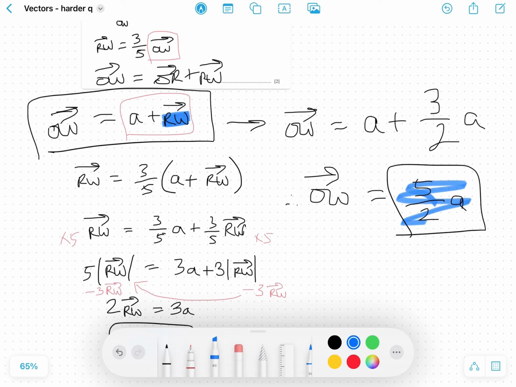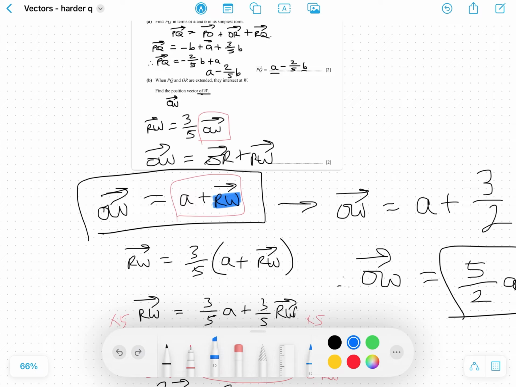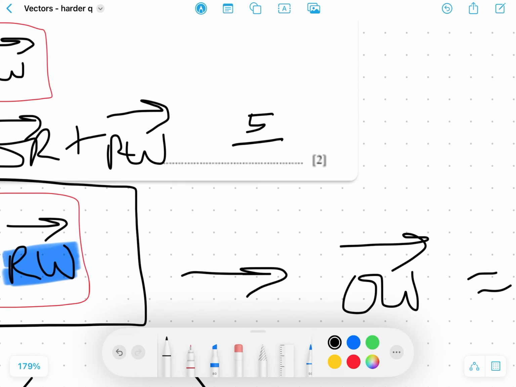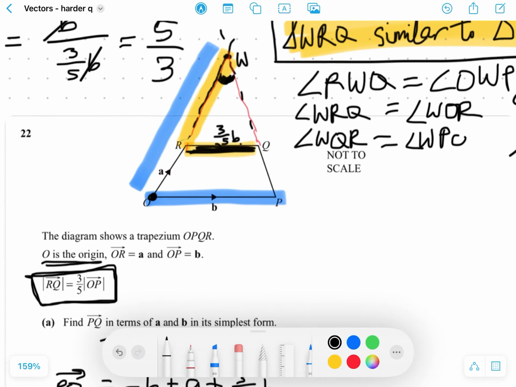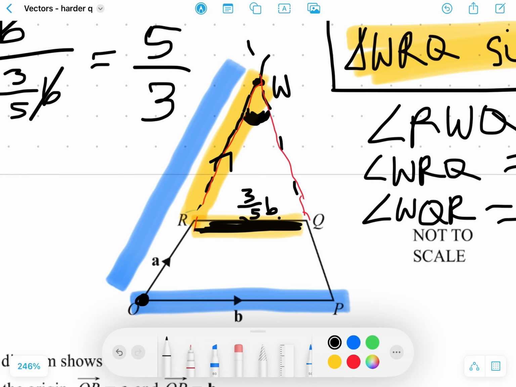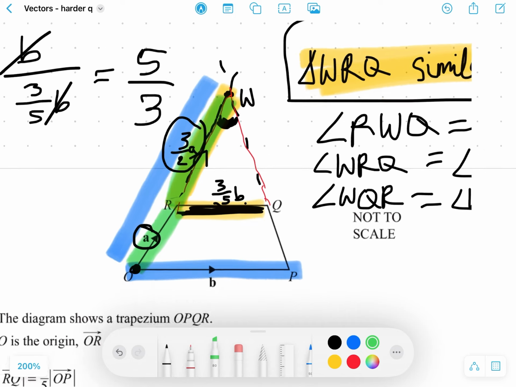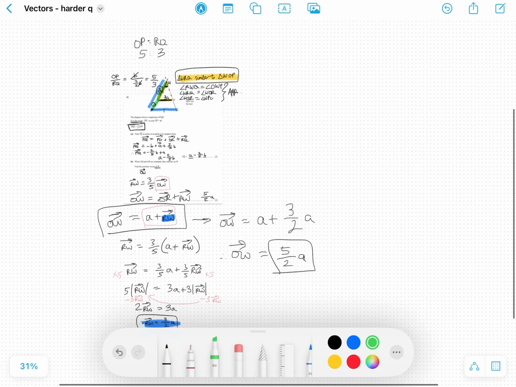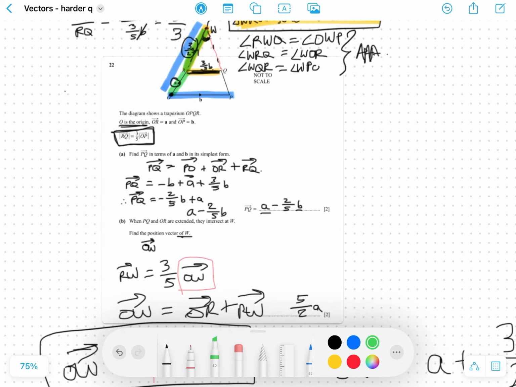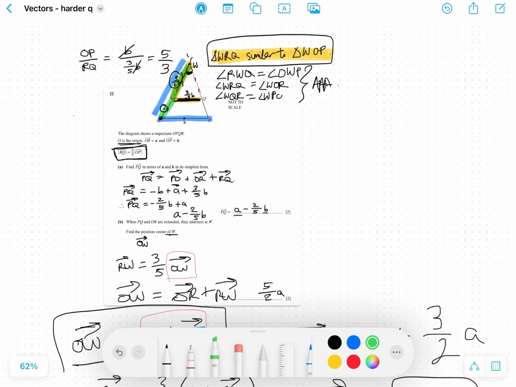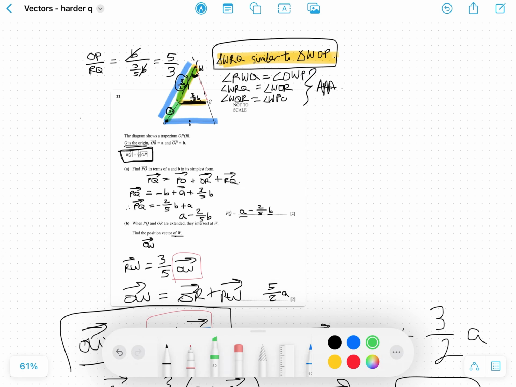And that's our answer. That's our answer, 5 over 2A. That's the position vector of W. We showed that this one is 3 over 2A, and therefore the position vector is A plus 3 over 2A, because we're going from O to R, which is A, and then further from R to W, which is 3 over 2A. So if you add them up, it gives you 5 over 2A. So yeah, that's how you solve these more complicated vector questions, where they involve extending lines and intersections.